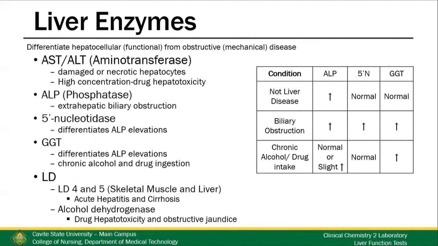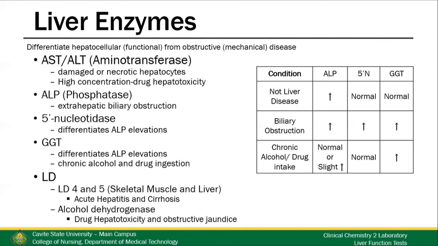Next is the 5-NT or the 5-nucleotidase. It differentiates ALP elevations. It is used clinically to determine whether ALP elevation is caused by liver or bone disease. So 5-NT differentiates ALP elevations. When ALP is high and 5-NT is high, it is liver disease. When ALP is high but 5-NT is normal to slightly elevated, it is bone disease. Okay, remember that, class.